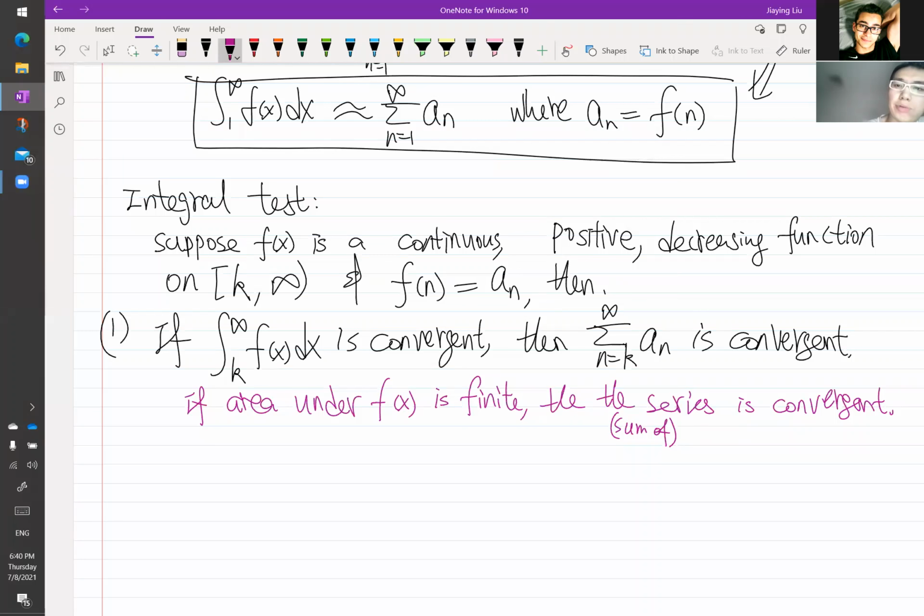And just want to point out one note: the a_n here is basically f of x. So if we replace the n with x, we get the f of x. So that's the first part.